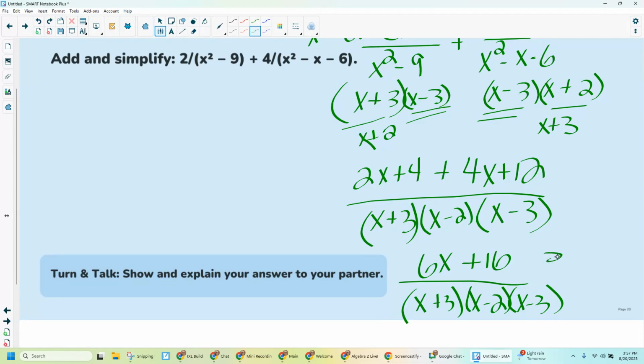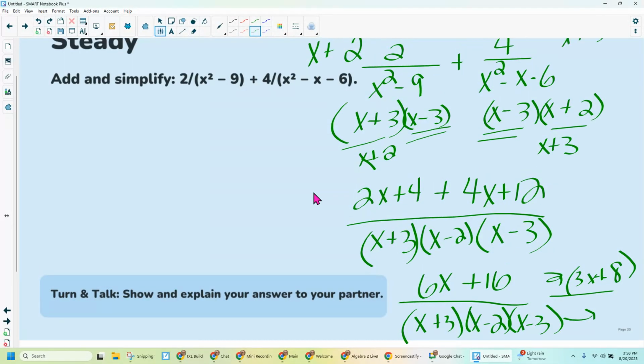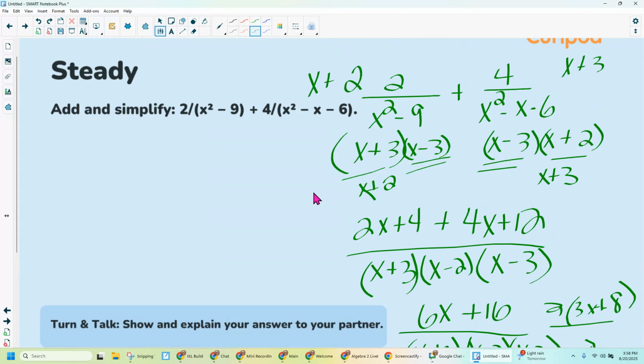If you want to take a 3, no, we can't take a 3 out. I can take a 2 out of the numerator. That gives me 3x plus 8 all over the same denominator. So are you able to start recognizing your special cases here and how to factor to get common denominators?